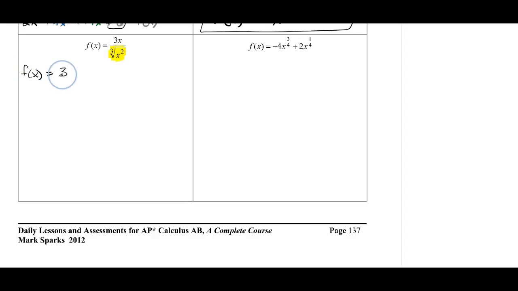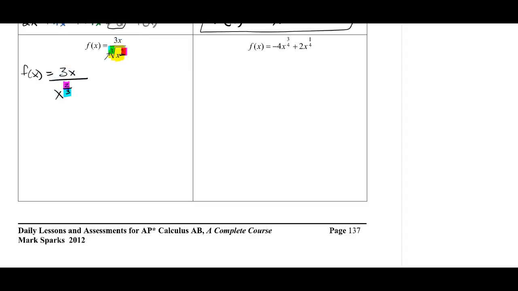f of x equals 3x. And we'll do this step by step. I'm going to start by rewriting this with a fractional exponent. x, what the power that x is being raised to is going to be in the numerator. And the index of the radical will be in the denominator. So you can see where each of those parts come from here.